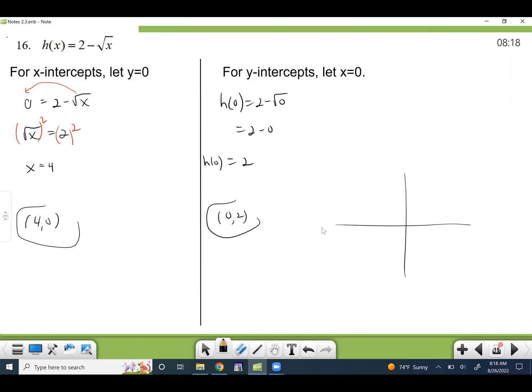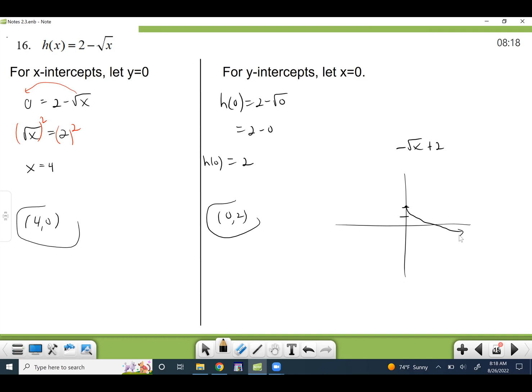And the graph of this, let's see here. So it's negative square root of x plus 2. So it'd be shifted up 2, and it's a negative root x. So it would technically be going like this.